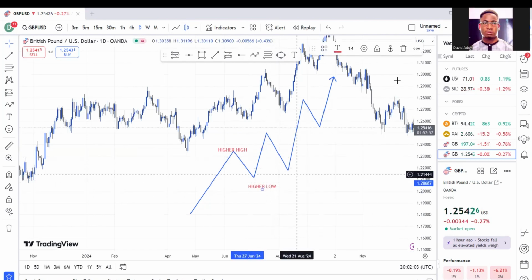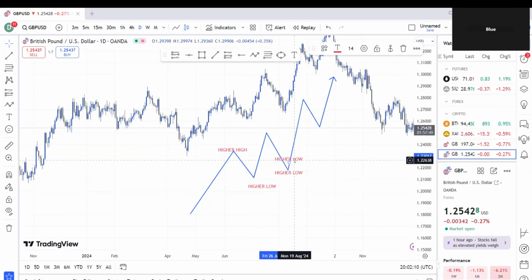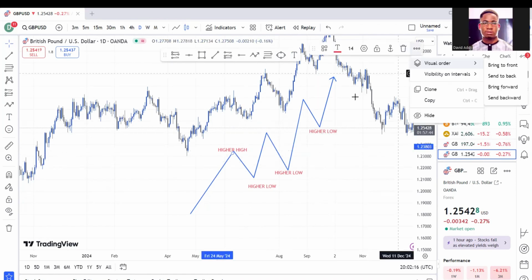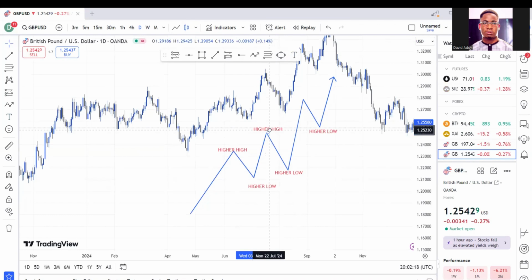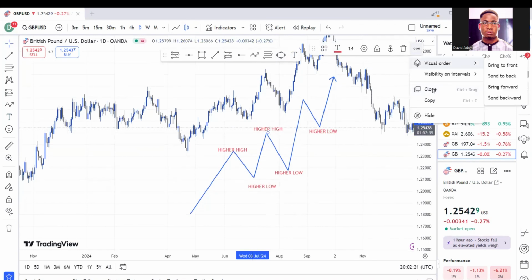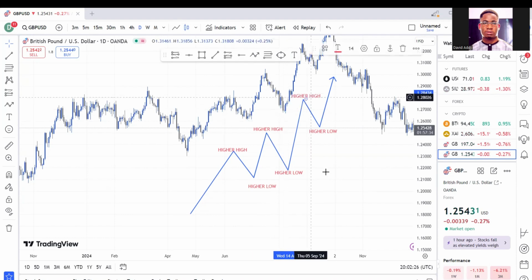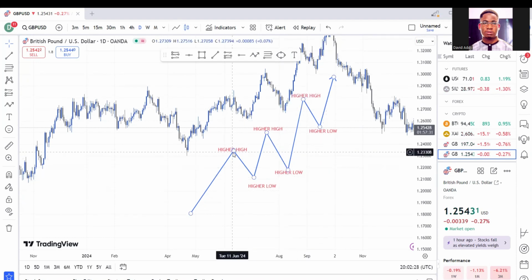Okay. So this one is the same thing here and the same thing here. And this one is the same thing here and the same thing here. Fine. This is a high, at which price is 1.2347. And this is a low. Then price moved to a higher high.